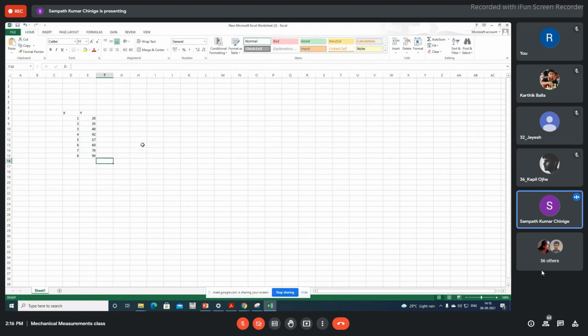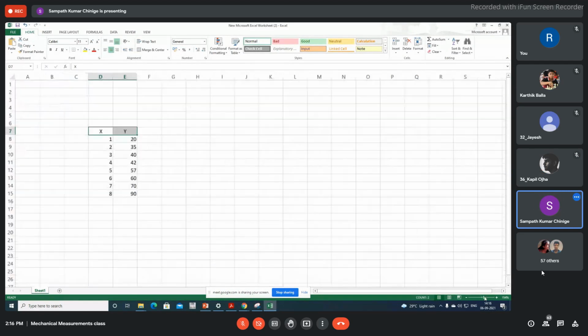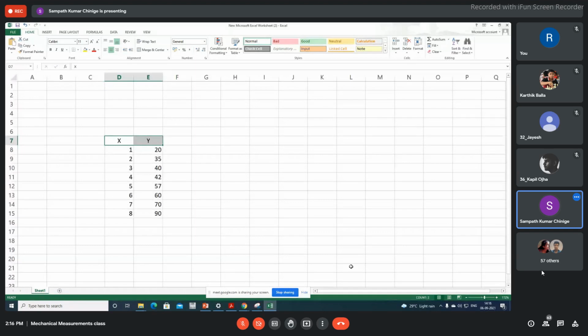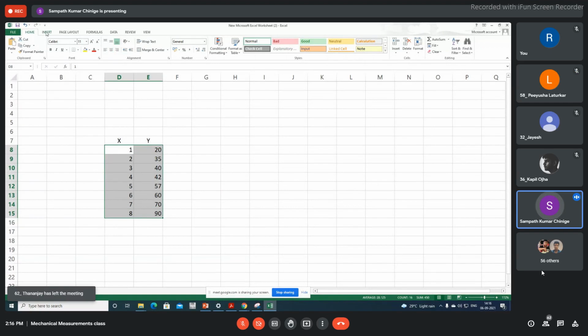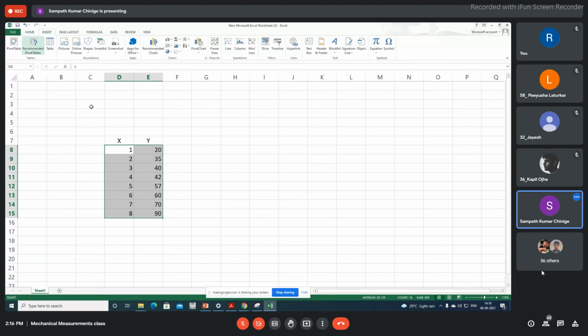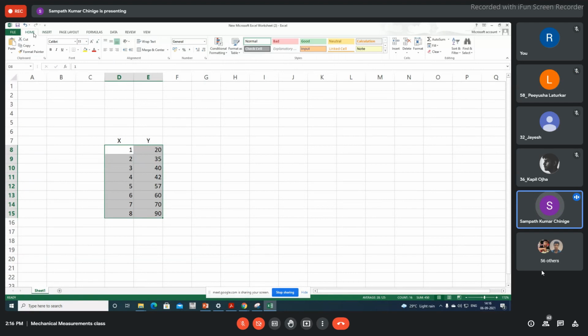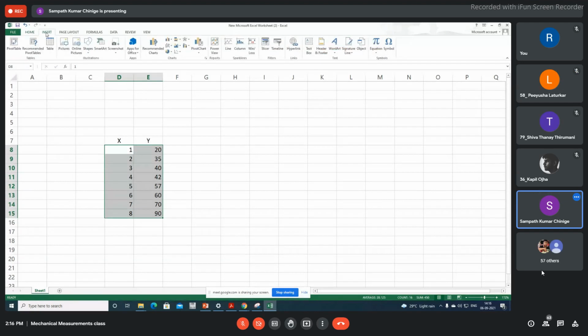Now, how to draw this data? Is it visible, right? Yes, sir. Now what we have to do is select these two, and then go to Insert. I'm showing it again. Select, and on the top you have Home and then you have Insert. Go to Insert, and you are seeing some charts over here.